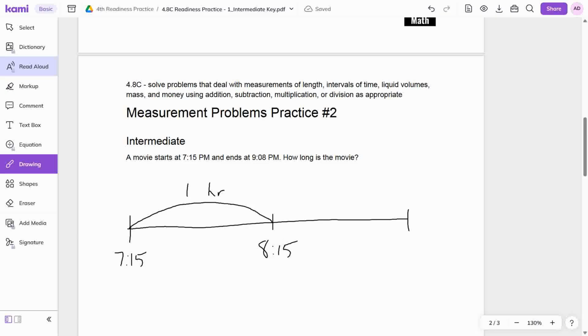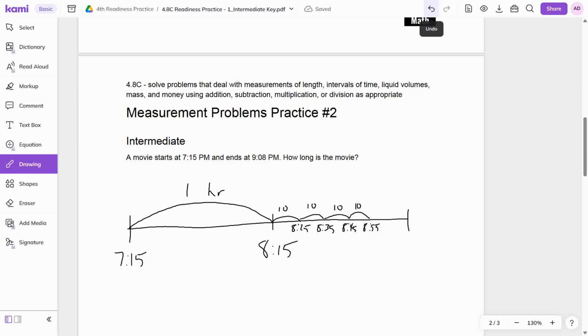Now, if I take another hour jump, I'm at 9:15, and I'm past that 9:08. So now I can't take hour-long jumps. I have to take minute jumps. So I'm going to take 10-minute jumps. So 10 minutes is going to get me to 8:25. 10 minutes is going to get me to 8:35. I'm going to just kind of inch my way up. So 8:55.